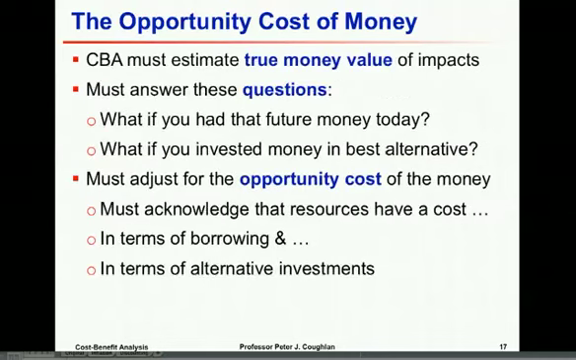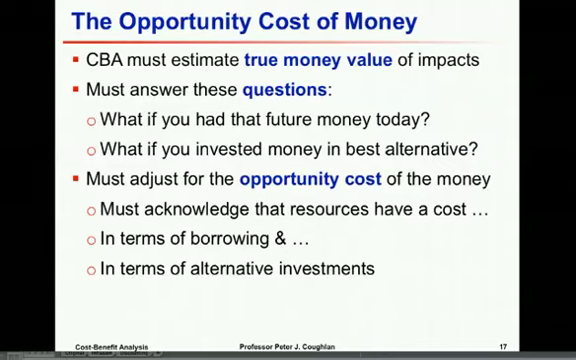Well, the idea is that's what we call the opportunity cost of money. The idea is when we do cost benefit analysis, we must estimate the true money value of all impacts, impacts being benefits or costs, right? So not only does that mean adjusting for inflation, but also adjusting for the opportunity cost of money, right? And so when you think about the numbers you're putting in a cost benefit analysis, it's got to answer the questions: What if you had that future money today, right? Or what if you invested the money in the best alternative? Right. Those are the ideas.